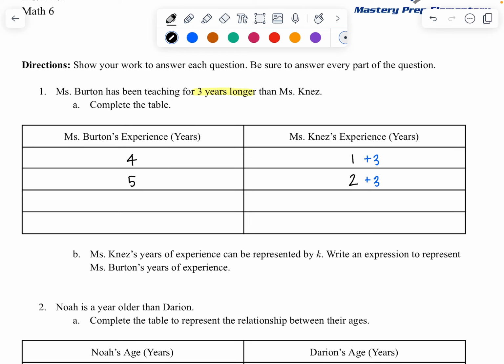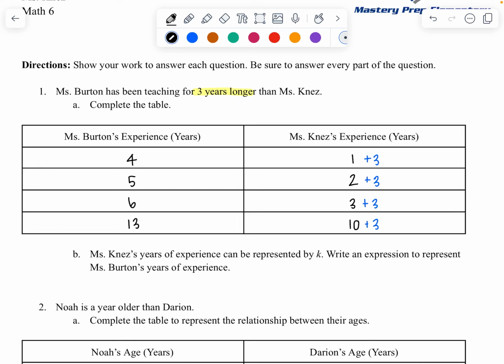If Miss Knez has taught for 3 years, again, Miss Burton has taught for 3 years more, so Miss Burton has taught for 6. I could also choose another number, besides counting by ones. For example, if Miss Knez has taught for 10 years, I know Miss Burton has taught for 3 more, so I'll add 3, for a total of 13 years for Miss Burton.